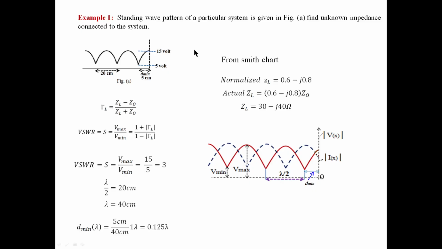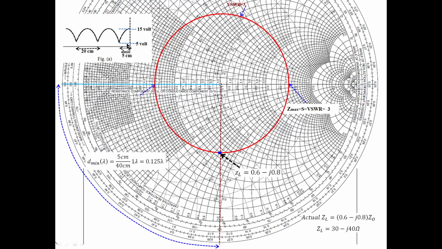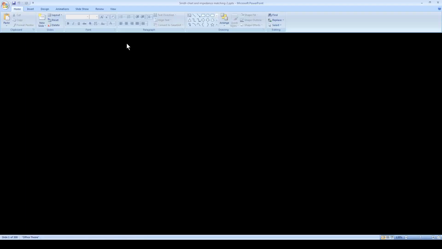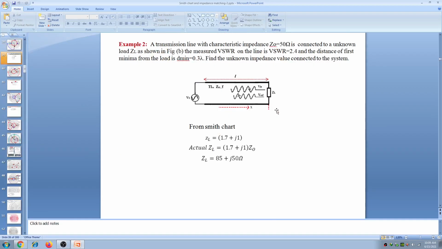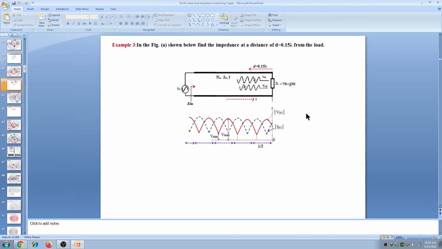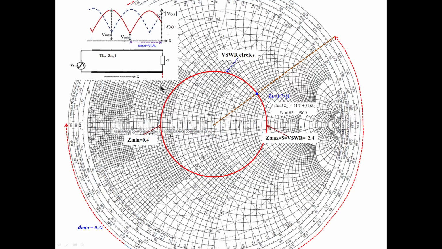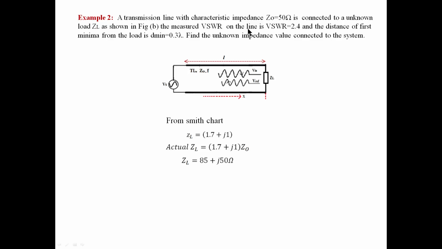So that load is connected, but its value is not given. The load value is not given, but the distance of minima is given from the load. At what distance is that minima? From the load point. We will take that. I have this example here itself. So the distance of minima is given.